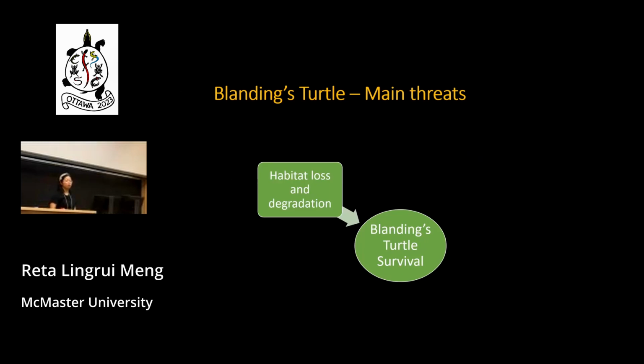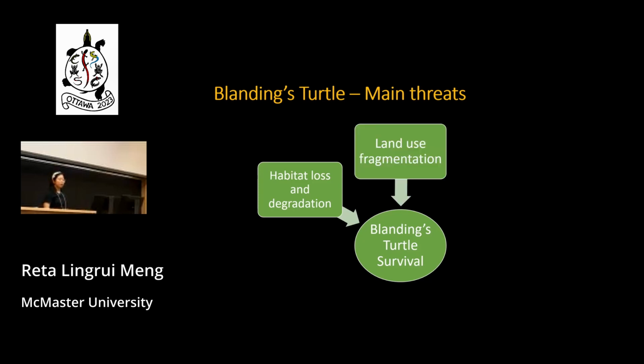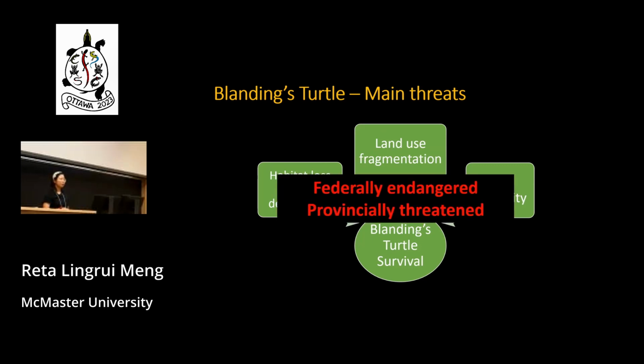Of course, Blandingii turtles, due to the fact that there are a lot of humans everywhere, are harmed by habitat loss and degradation, especially in highly human dense areas such as Southern Ontario. They are also affected by land use fragmentation, where habitat may not just be degraded or lost completely, but a wetland may still exist yet be cut through by linear features, including highways, train tracks, etc. This then leads to road mortality, where especially nesting females are very prone to road mortality as they do that large migration during that time. So overall, it's led them to be federally endangered and provincially threatened.